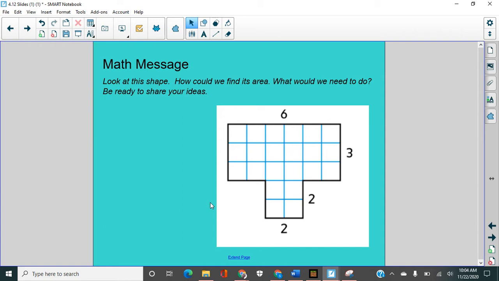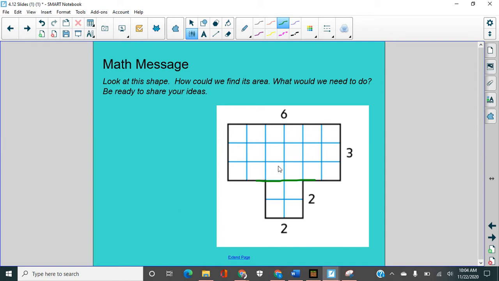Okay, a lot of people probably said count up all the squares, and we could certainly do that. I want to show you one other idea that you might not have thought about yet. Okay, and I am going to cut this. I'm going to decompose it, right? Decompose means to break into parts. So I'm going to break it apart. And now look what I have.